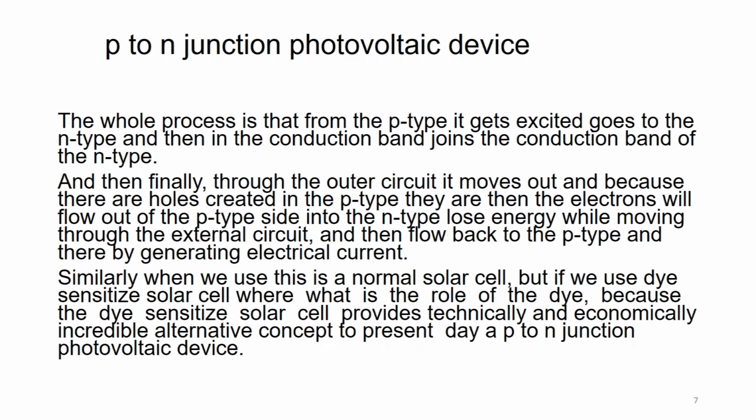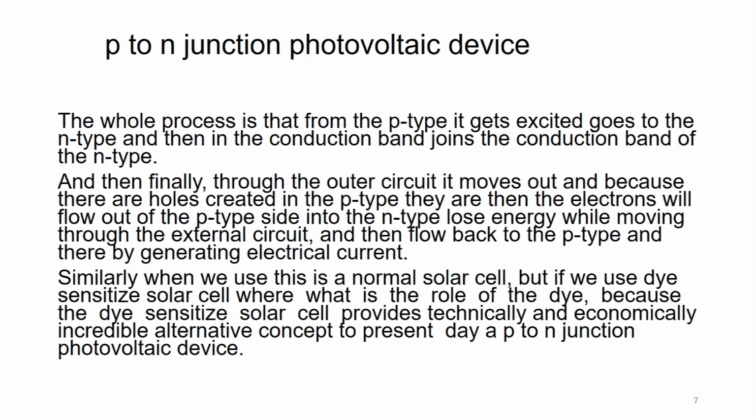P to N junction photovoltaic device. The whole process is that from the p type it gets excited, goes to the n type, and then in the conduction band joins the conduction band of the n type, and then finally through the outer circuit it moves out. Because there are holes created in the p type, the electrons will flow out of the p type side into the n type, lose energy while moving through the external circuit, and then flow back to the p type, and thereby generate electrical current.